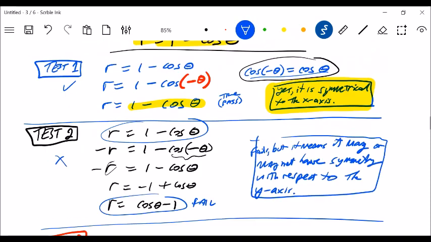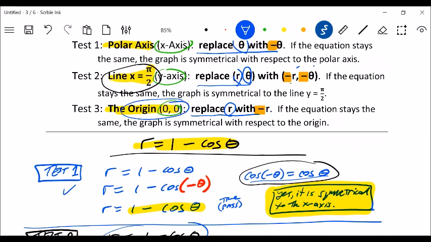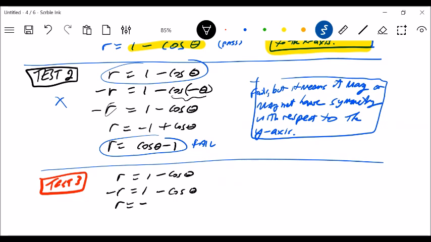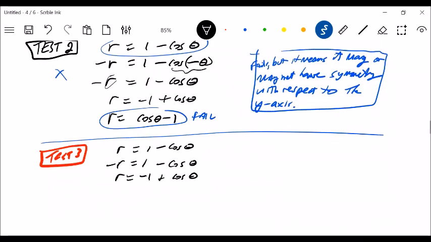So for test 3, coming back up here, you see it's the origin, and you replace r with the negative. Just r, not the angle. So I would take r equals 1 minus cosine theta, and I would do negative r equals 1 minus cosine theta, and see if we can get back to the original. Well, when I divide both sides by the negative, I get r equals negative 1 plus cosine theta, or cosine theta minus 1. Neither of those are the correct answer for this. So that means it's a fail.